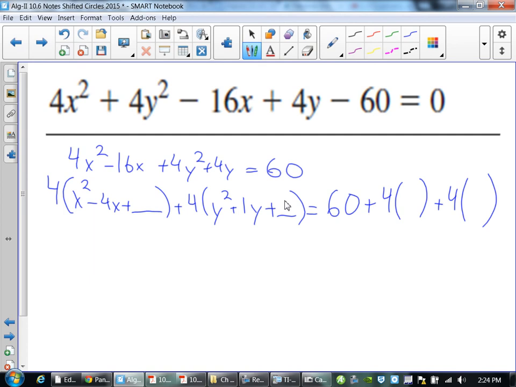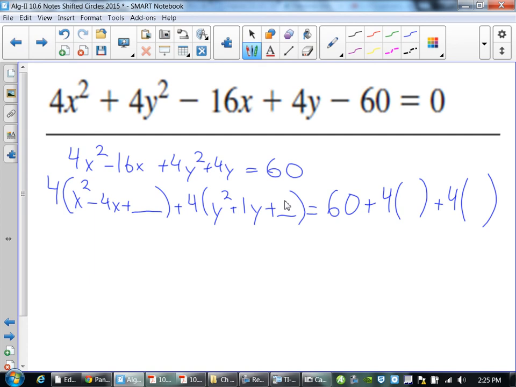Yes, ma'am? Can you pull a 4 from the x, and say y had a 3, so you pull out a 3? Yes, and that would be more stuff, and then you'll be looking at an ellipse or a hyperbola eventually. Okay? Remember, when completing the square, you take out whatever the coefficient is, whatever that is.